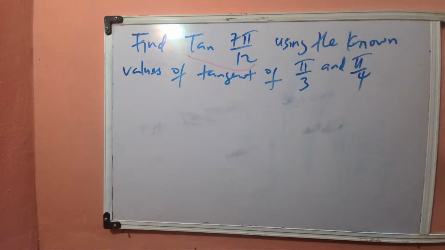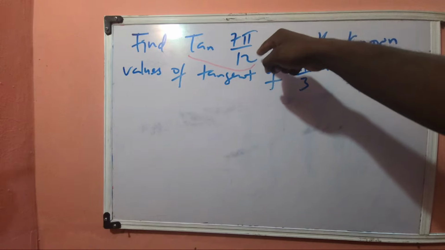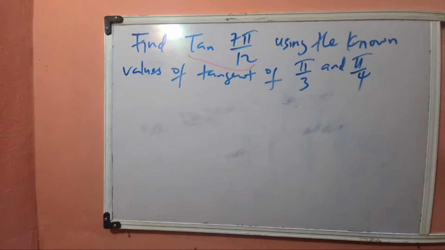And they said you should not just go on. If they didn't write this additional quality to it, most of you will want to use your calculator and you will say pi is 180. Then you say 7 times 180 over 12. Then you say tangent of whatever you have. I'm sure that will be the approach many of you would want to really move through.